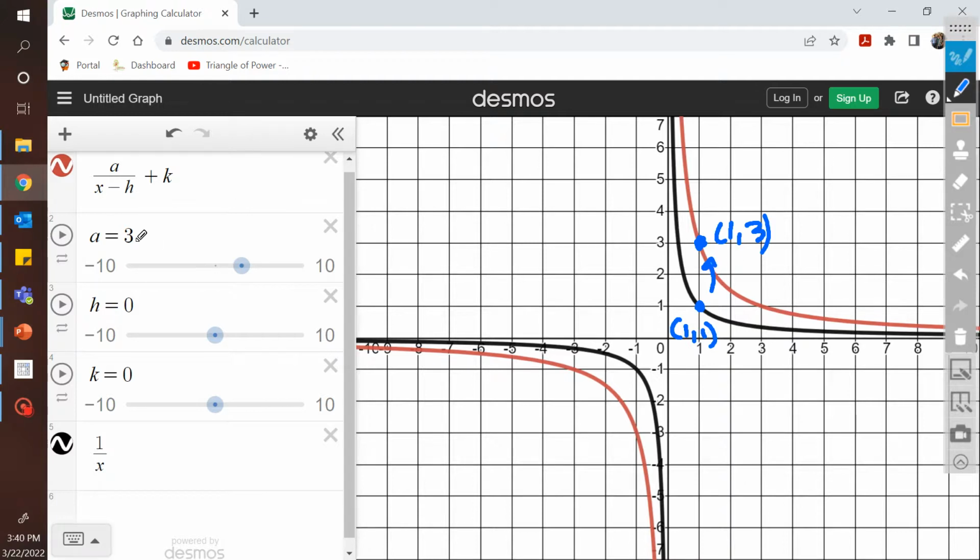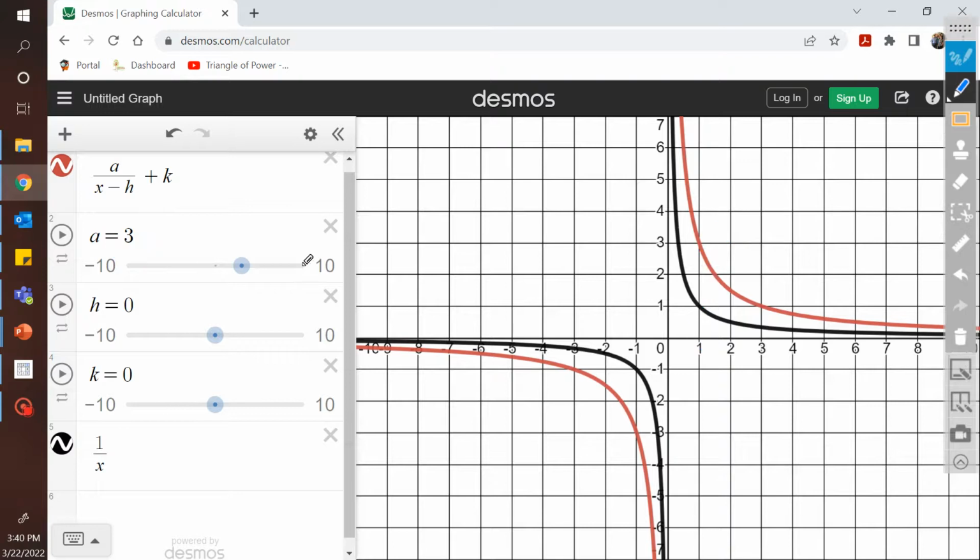So this A value is stretching this point away from the x-axis. Okay, it's pulling it vertically upwards. So this is why it's called a vertical stretch, because it's vertically pulling this point up. And it's doing it by a factor of 3. Okay, it used to be at 1, now it's at 3. So it's basically been multiplied by 3 to get up here.